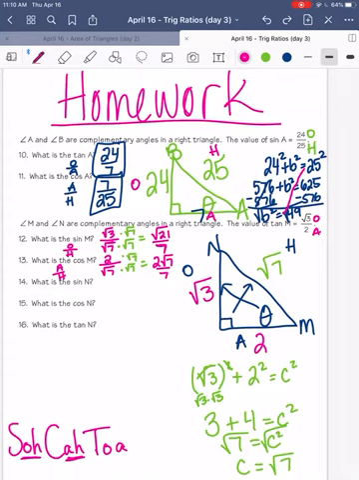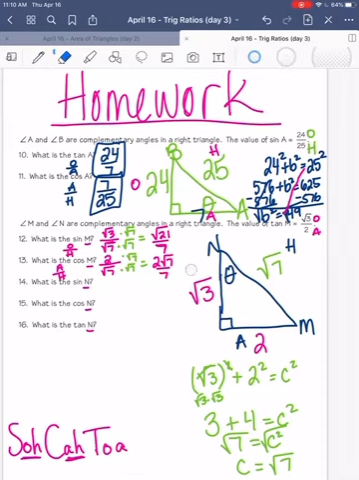Okay, so now it's talking about, see how we were talking about M here? Now we're going to talk about N. So what does that mean we need to move? It means we need to move our theta, right? So now we're going to move our theta from M to N. Now what does that change? It changes our O and our A. So now our O is here and our A is here. They just switch places, okay? The hypotenuse obviously never changes. It's always in that spot.